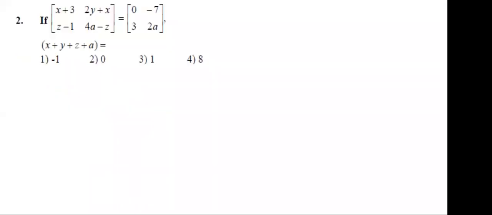The two matrices given, the two matrices are equal. Now equate the corresponding elements. Now I am going to equate first column, first element. That value should be 0. Next, 2y plus x is equal to minus 7. Next, z minus 1 is equal to 3. Next, 4a minus z is equal to 2a.